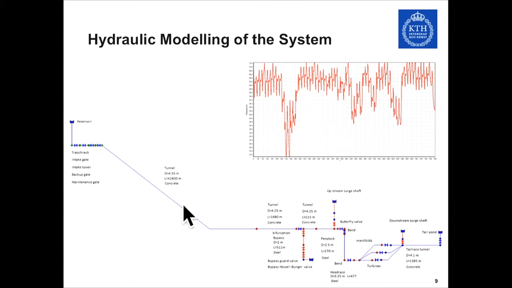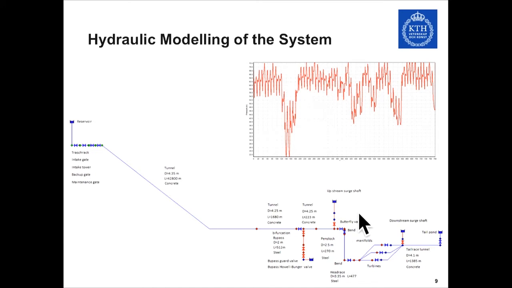Then comes a tunnel. The diameter is around 4 meters 35 centimeters. The length of the tunnel is 42.8 kilometers, so you can see the scale of this project, and it is a concrete-lined tunnel. Then after converting water, we have, of course, a bypass system in order to bypass water when there are some incidents or turbines are under maintenance. Then we have a surge shaft, which is to eliminate the pressure spikes in the system.